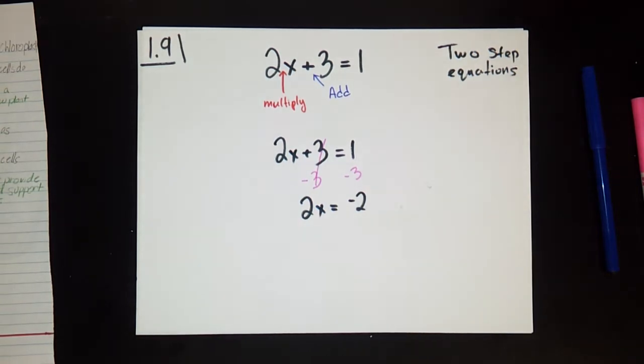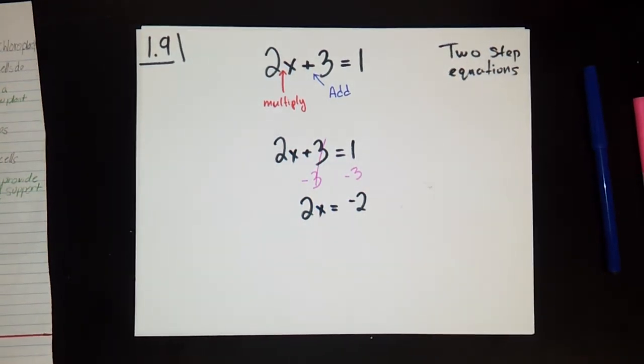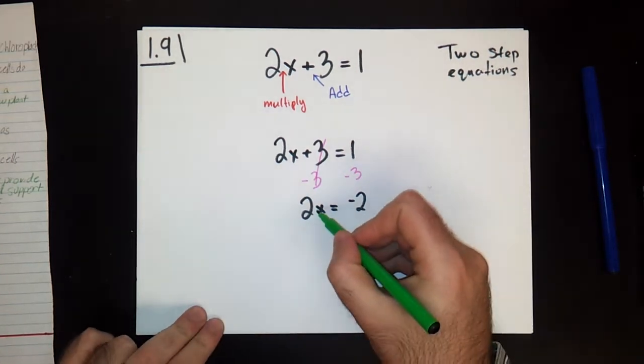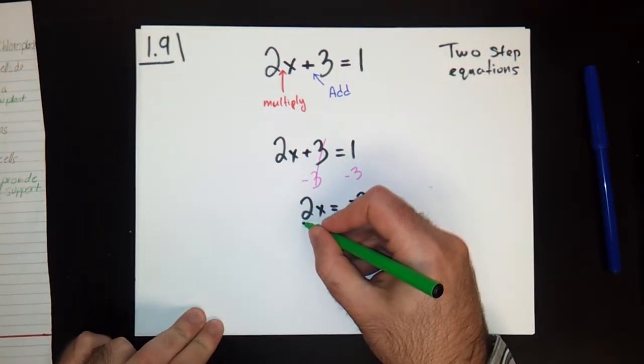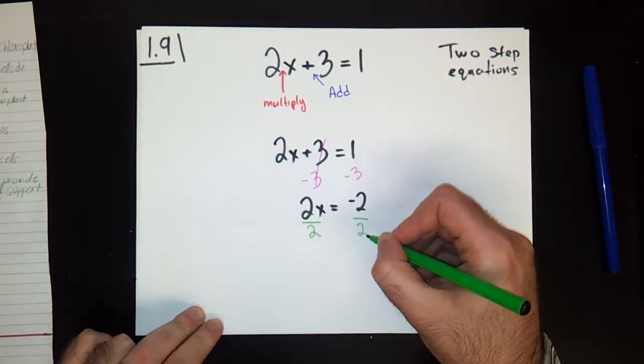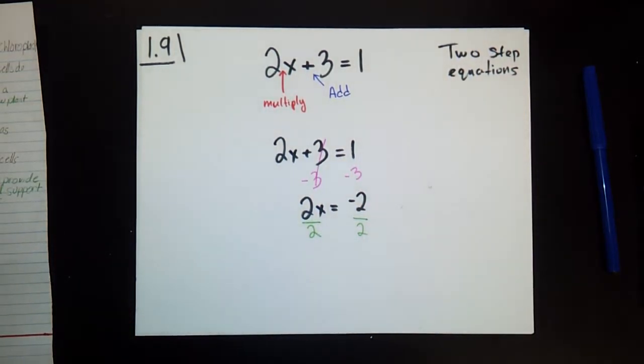Perfect. Now we have one thing left to do, and that's get rid of the 2. One step, you already got rid of your second step, so here there's no question as to what you should do next. Of course, get rid of the 2. It's being multiplied. We do the opposite. So what's the opposite of multiply by 2? It's divide by 2.